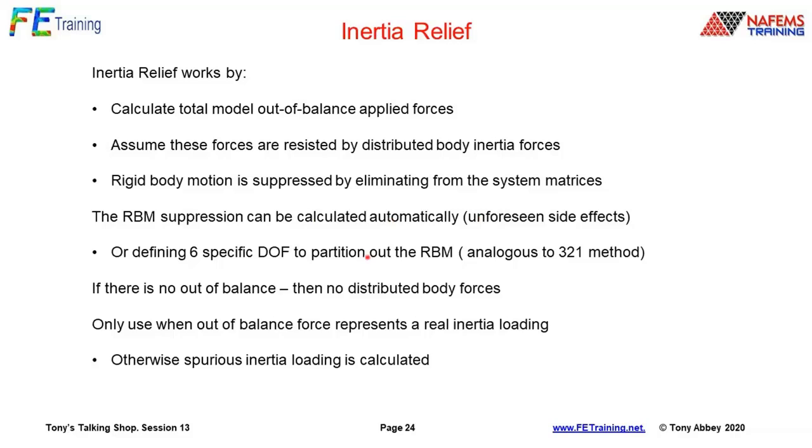What you can do is actually define those 6 degrees of freedom which partition out the rigid body modes. They're, again, not putting in reactions. They're just a way of partitioning out. That's directly analogous to the 3-2-1 method, so I prefer to use that if possible. Now, if there's no out of balance, then there's no distributed body forces. So what it does is I have load in equals load out. It says, well, okay, I will allow that, like that magic, no constraints, but there's no inertial load distributed in there. So that would be an alternative to the 3-2-1 method.